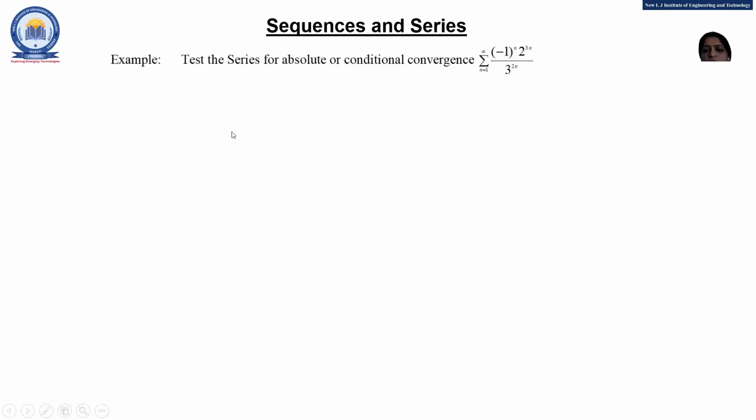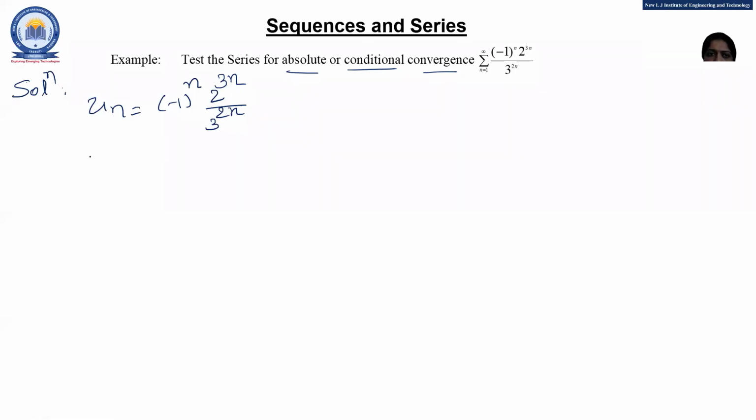So let's take some examples for better understanding. Solution. Here, test the series for absolute or conditional convergence, and your given series is this. So what is my nth term? My nth term is minus 1 raised to n, 2 raised to 3n upon 3 raised to 2n. Students, in this series we have powers of n, right? When we have a series with power n, at that time the ratio test is easy to apply for finding convergence.